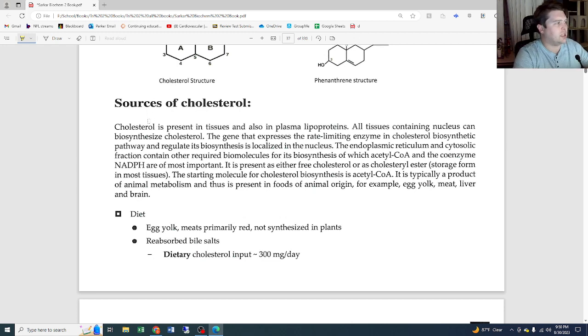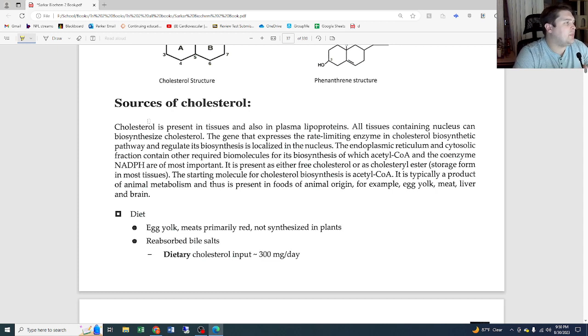Sources of cholesterol. So cholesterol is present in tissues and also in plasma lipoproteins. All tissues containing nucleus can biosynthesize cholesterol. So if we stop and we think about that, there are going to be certain cells that don't have nuclei that cannot biosynthesize cholesterol. One of the main ones that comes out of the top of my brain is our red blood cells. Red blood cells do not have nuclei, and so they cannot synthesize their own cholesterol for their membranes and for whatever that they would need.